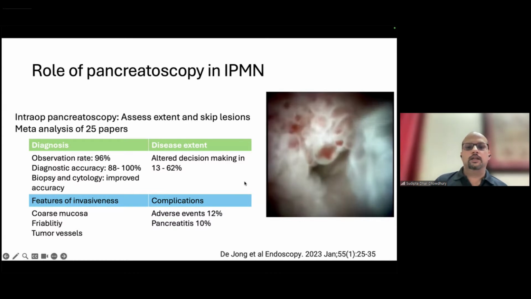Now, intrapancreatoscopy altered diagnosis to the extent of 13 to 62%, and also helped in decision making whether the patient goes for only a Whipple's or a total pancreatectomy. The features of malignancy include coarse mucosa, friable mucosa, and tumor vessels. But this comes with complications, and the risk of pancreatitis is to the tune of 10%, which is fairly high.